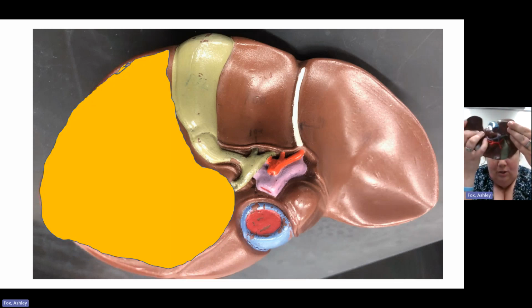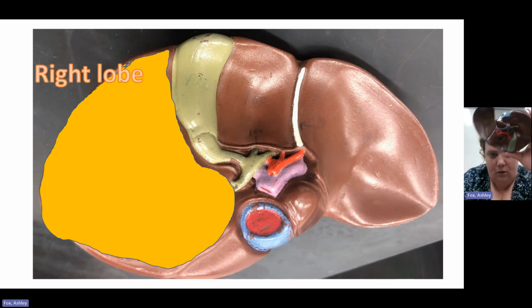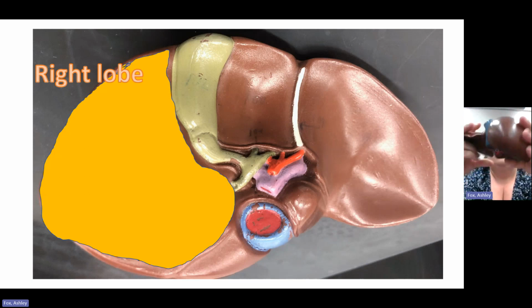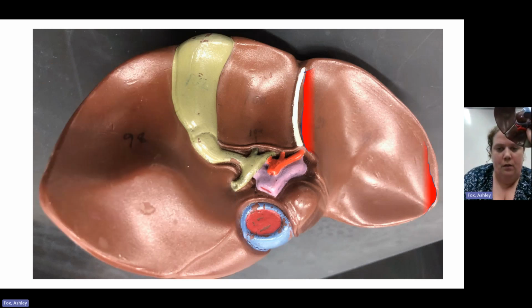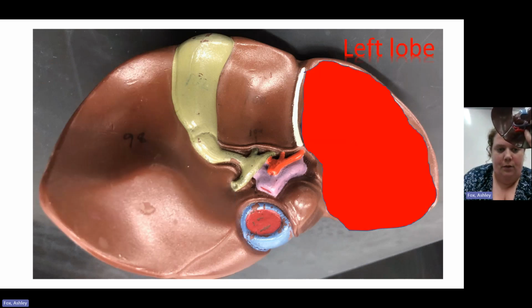First is this side over here. This large side is the right lobe of the liver. It's large; you can see it comes around and is very large on the other side. So you have a right lobe and then a left lobe. These two are different. This is your left lobe, which kind of wraps around.